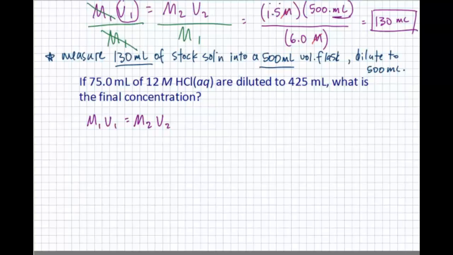So in this case, 75 milliliters of 12 molar solution. Those are the things that we're starting with. So 75 milliliters is a volume, that's V1. 12 molar is the original concentration. If it's diluted to 425 milliliters, that's the final volume, that's V2. So I need to solve for M2, the final concentration.